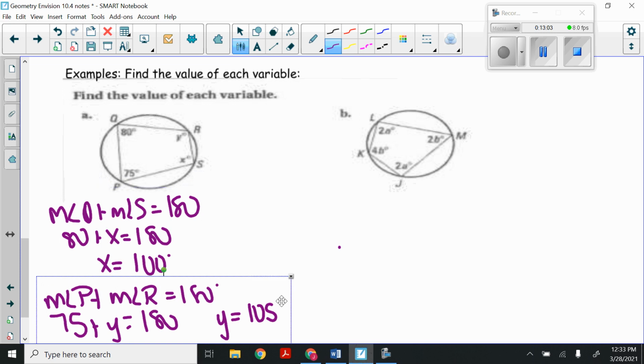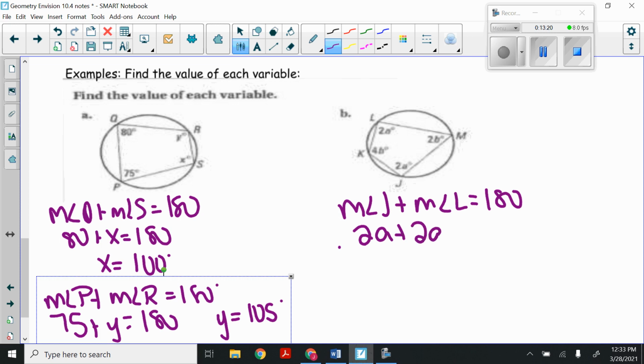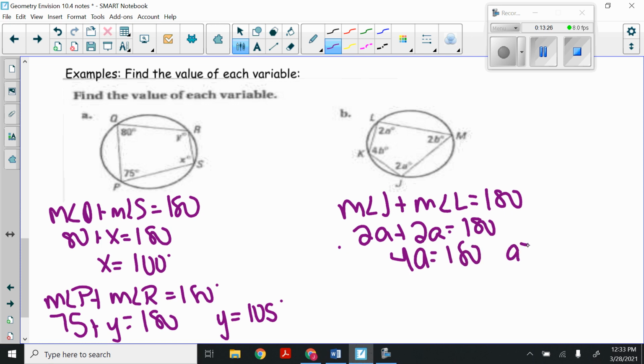Okay. Our last example. Again, we have quadrilateral JKLM inside a circle. So I know that the measure of angle J plus the measure of angle L has to equal 180. So J is 2A, but L is also 2A, equals 180. So I have 4A equals 180 degrees. So A is equal to 45 degrees.